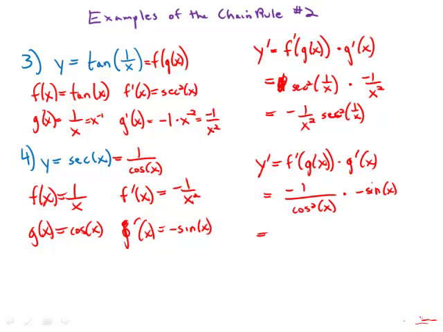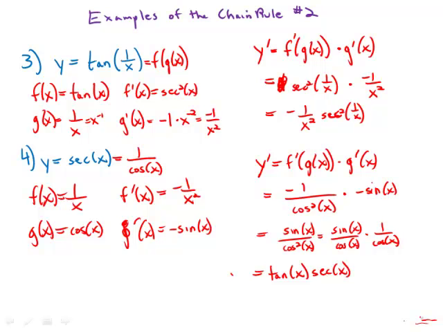So the negatives cancel, and what I have is sine x over cosine squared x. I'm going to write this as sine x over cosine x times 1 over cosine x. And of course, sine over cosine, that is just tangent, and 1 over cosine is secant. So the derivative of secant x is tangent x times secant x.